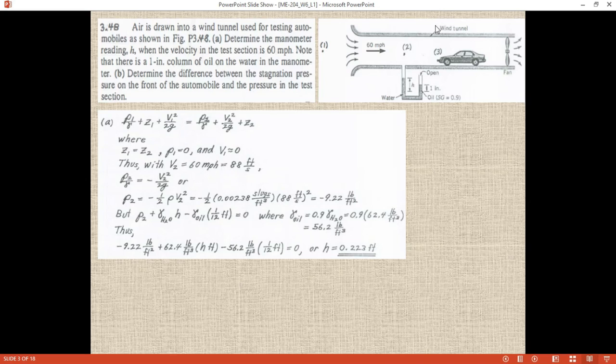Thus V2 in the wind tunnel is 60 miles per hour, and then we convert it into the FPS system, because the values of the data are given in the FPS system. So we converted this velocity into the FPS system. You can also convert inches into centimeters or meters, and miles per hour into meters per second, and solve this problem with the SI system also. Okay, so here we are continuing with the FPS system.